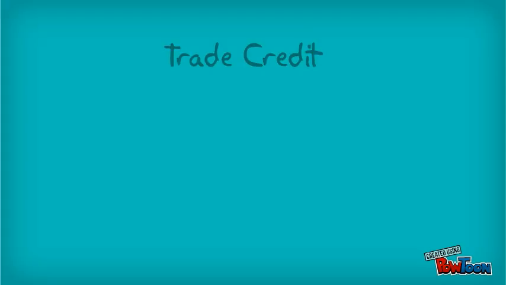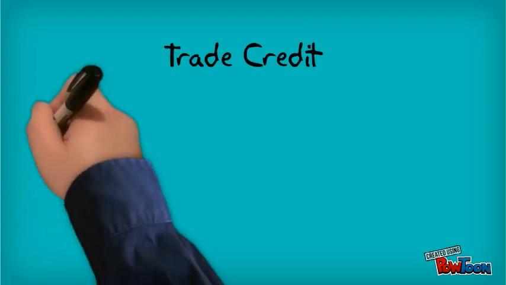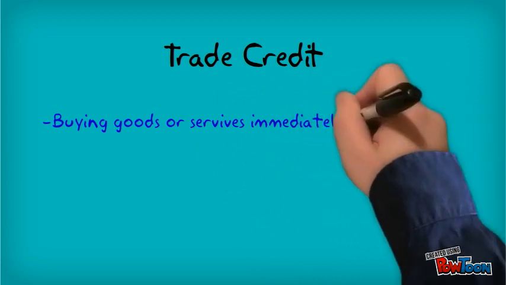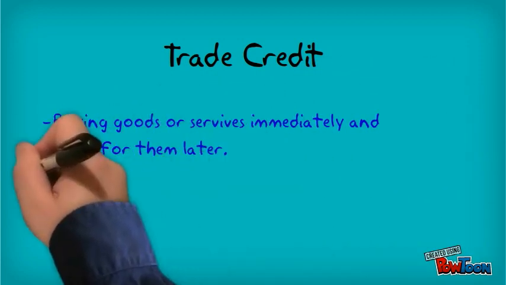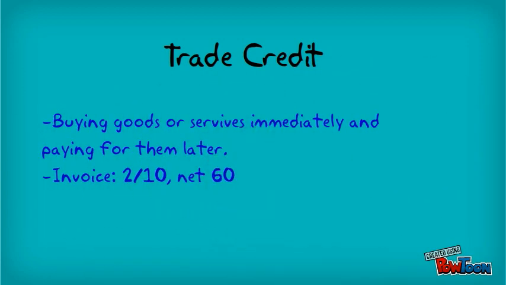To start off, we'll talk about trade credit. Trade credit is when you buy goods or services immediately and pay for them later. So let's say you own a men's clothing store. You'd buy a bunch of ties at one time and then you'd pay for them later.